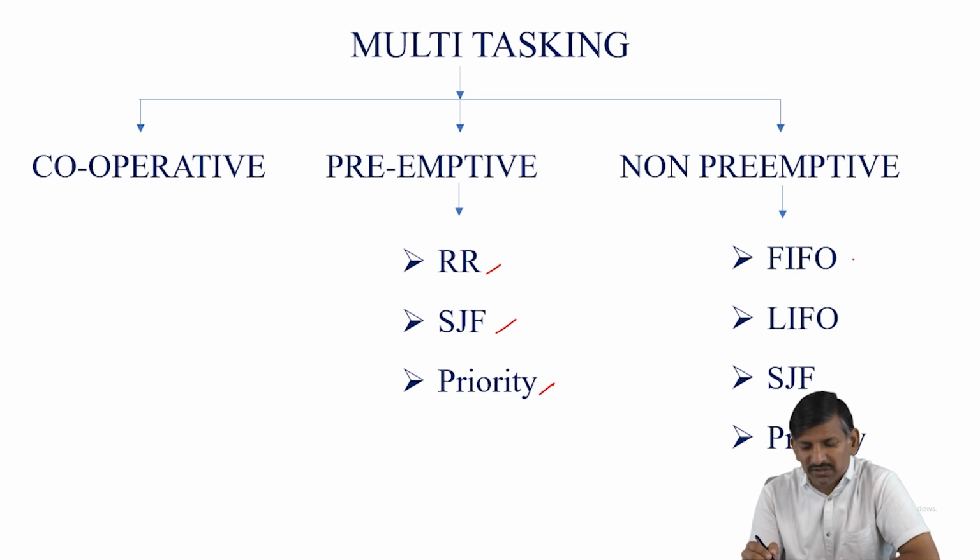In non-preemptive, again there are different types of scheduling algorithms. First one is first in first out. First in means the process which enters into the ready state first is executed first. The next process which enters is executed next, in first in first out order. That is also called first come first serve. Second one is last in first out. At the time of scheduling, the process which entered into the ready state last is scheduled first. That is called last in, first out.